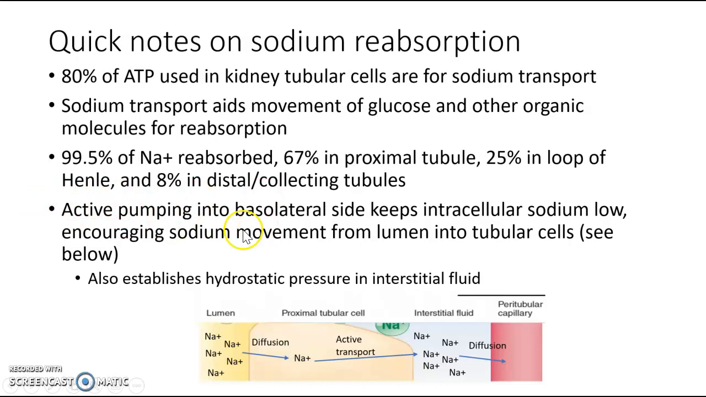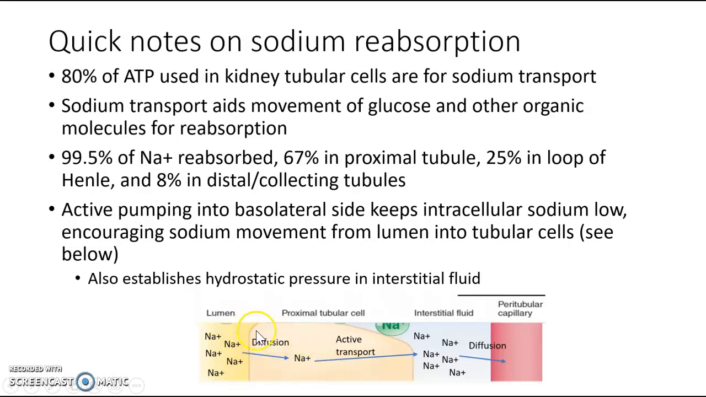And also this active pumping into the basolateral side. So let's move this right over here. This is the basolateral side. It will keep the tubular cells' concentration of sodium very low, which, if we think about it, say we bring in a bunch of organic molecules here. Okay, well, they won't be able to get back over this way.